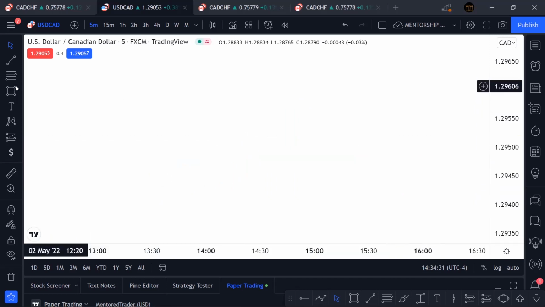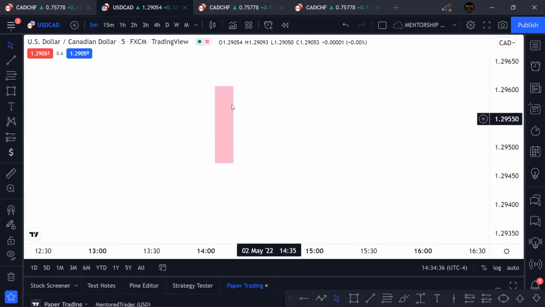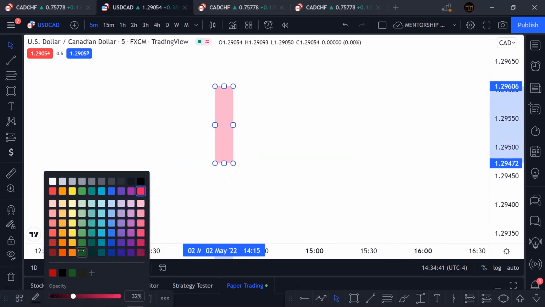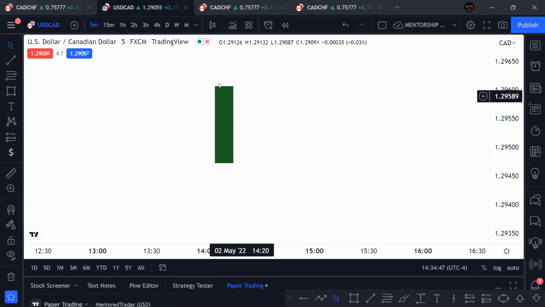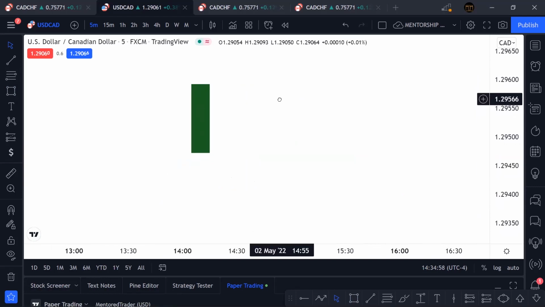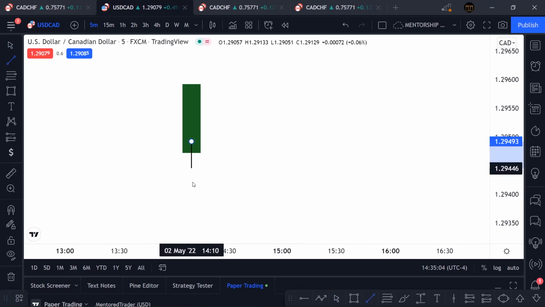We have a bearish and a bullish order block. This is going to be our bearish order block. Now, for this to be a bearish order block, it must be the last green candle anywhere before break of structure. And it must have a wick. It must have a long wick.